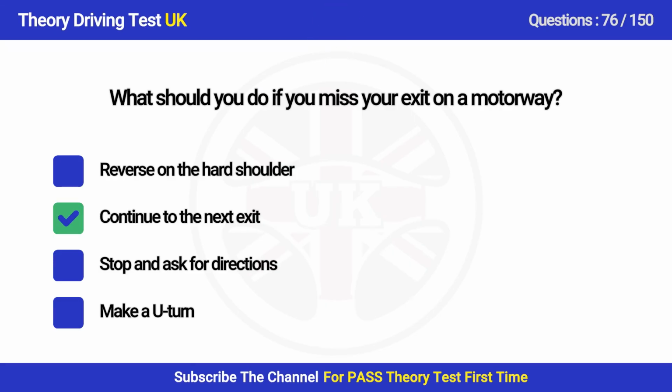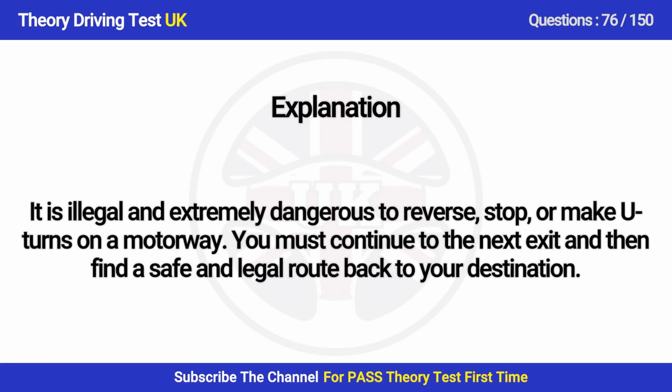Answers is B. Continue to the next exit. It is illegal and extremely dangerous to reverse, stop, or make U-turns on a motorway. You must continue to the next exit and then find a safe and legal route back to your destination.